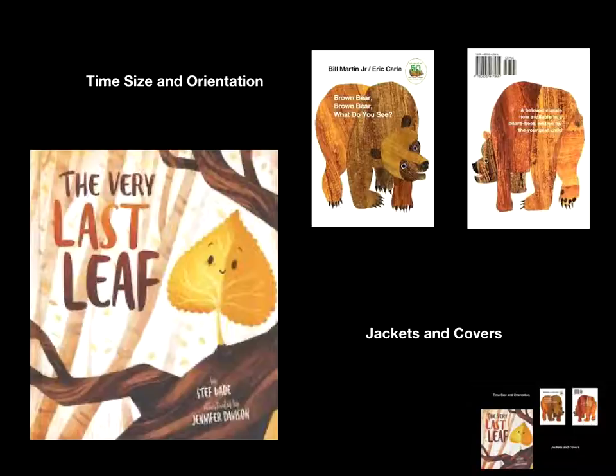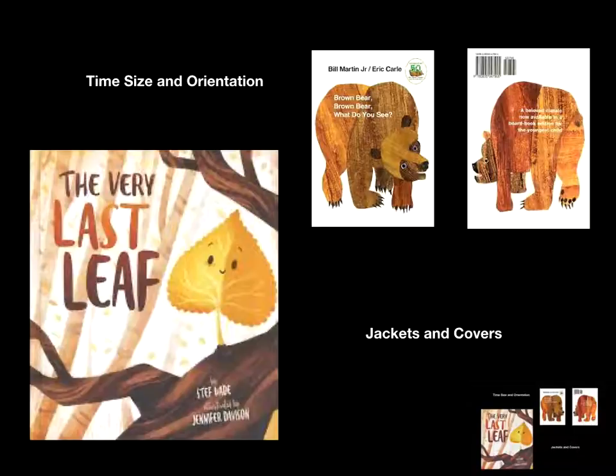The next one is jackets and covers, and I picked the same two pictures to demonstrate this. This Brown Bear book, the book has a cover front page. This is because there are two separate pictures on the front and back side of the page. It does not wrap around. So in the pictures we see here, we can tell that the front page is the front side of the bear and the back page is the back side of the bear. And that is where we get our cover look.